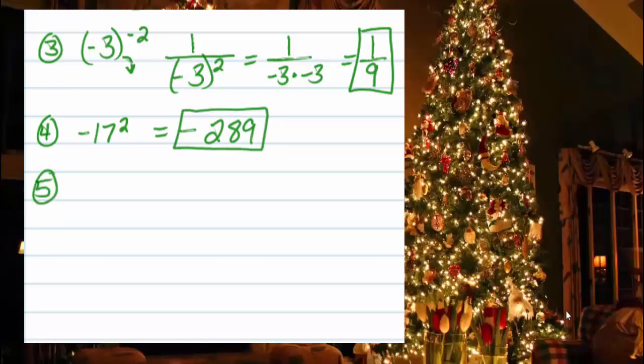Number 5, negative 6 squared. Well, again, negative 6 squared is the same thing as saying negative 6 times negative 6. Anytime you multiply two negatives, you're going to get a positive. So we really only need to worry about the term. 6 times 6 is 36.